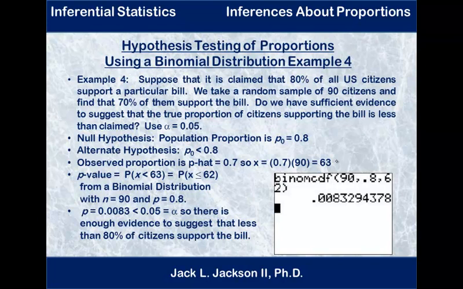So the p-value we find is the probability that x is less than, I'm going to do less than or equal to 63 actually. Well, here I did less than or equal to 62, so let's go with that. And it's from a binomial distribution with n is 90 and p is 0.8. And here we know how to do this one. It's binomial CDF 90, 0.8, and 62.